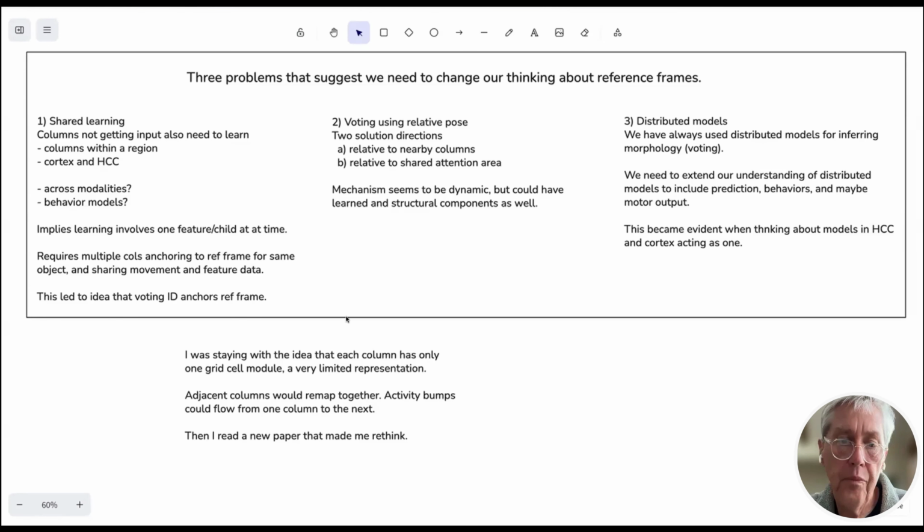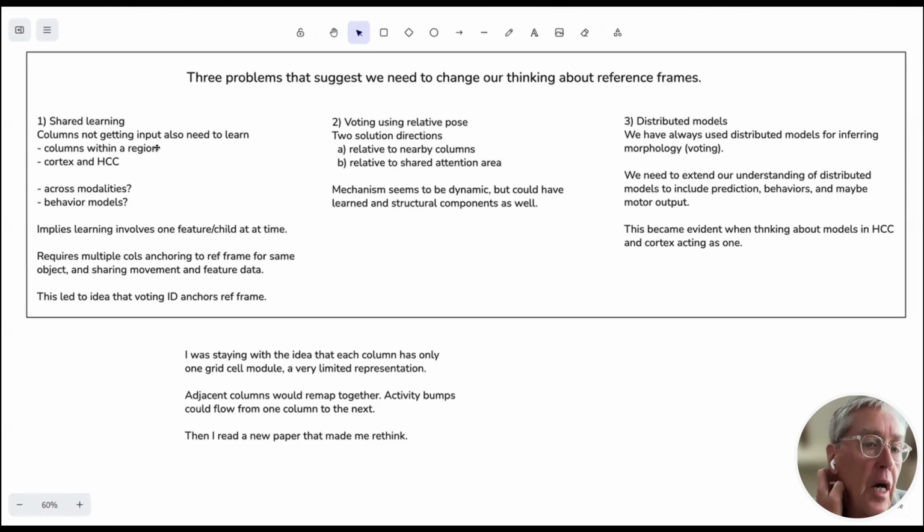I'll just list them here. Hopefully we'll have some memory of these things. The first, number one, is shared learning. This is the idea that we can't expect every column to be exposed to every learning point, and we need all the columns in a region to have learned models. So we have columns not getting the input but that also need to learn, so we have to have some sort of shared learning mechanism.